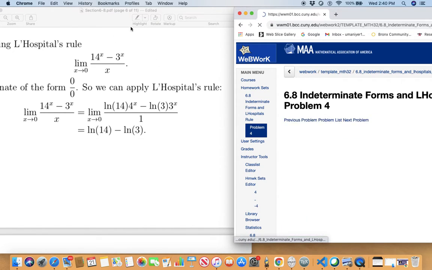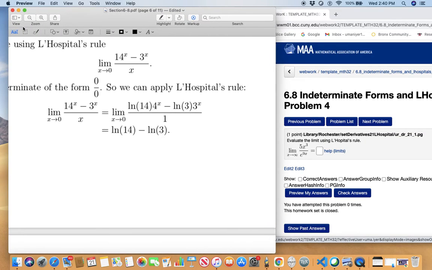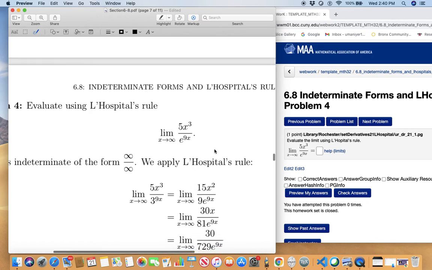Okay, next problem. So I better fix this. That's a 14. All right. Next.